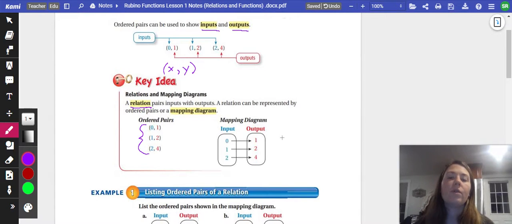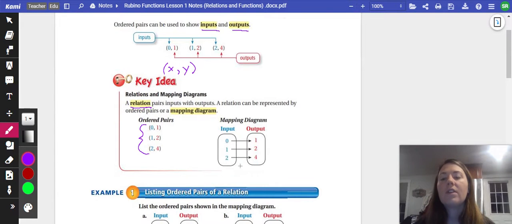And we can also show it using this new tool called a mapping diagram. A mapping diagram is very similar to a table, except that we use these arrows to show which input matches up to which output. So we will see diagrams like this throughout this chapter. They are different than a table because of the arrows showing the inputs that match up with the corresponding output.